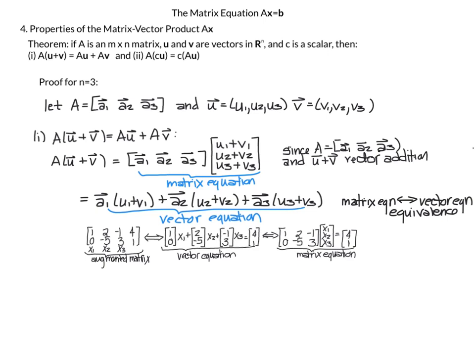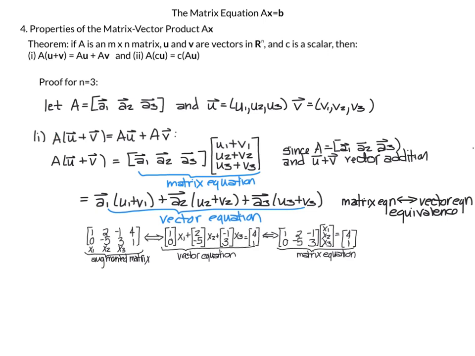For n equals 4, n equals 5, the proof would be similar. So I'm going to first write A as the column vectors A1, A2, A3. u will be the vector u1, u2, u3, and v will be the vector v1, v2, v3. And the reason why I wrote this as column vectors is because we have properties of our vectors in Rn, of our vector addition, vector multiplied with a scalar. So I'm going to use those properties from Rn.